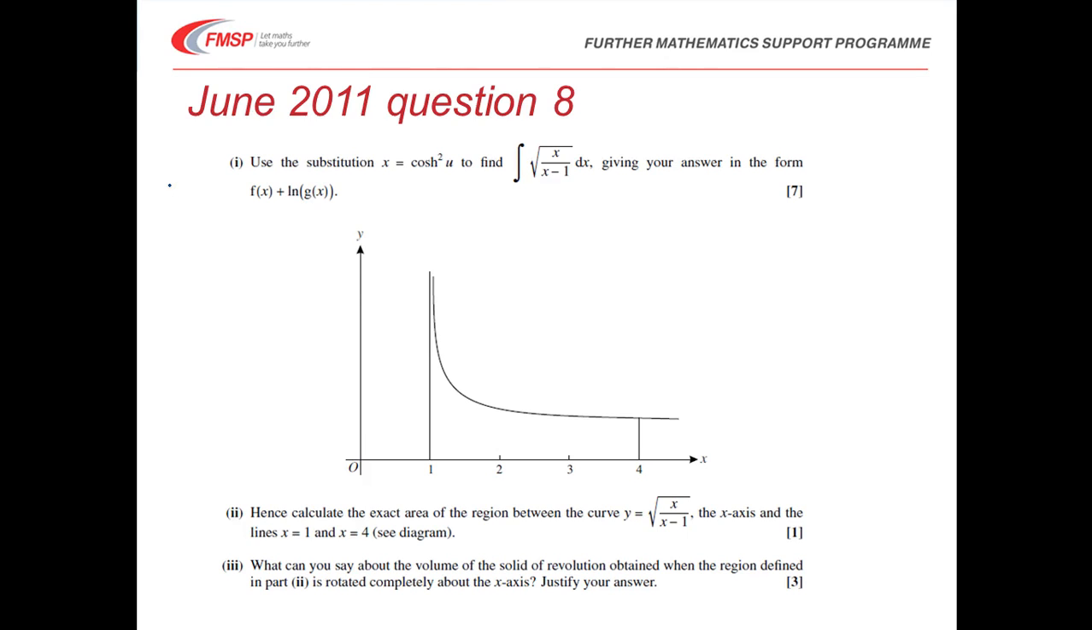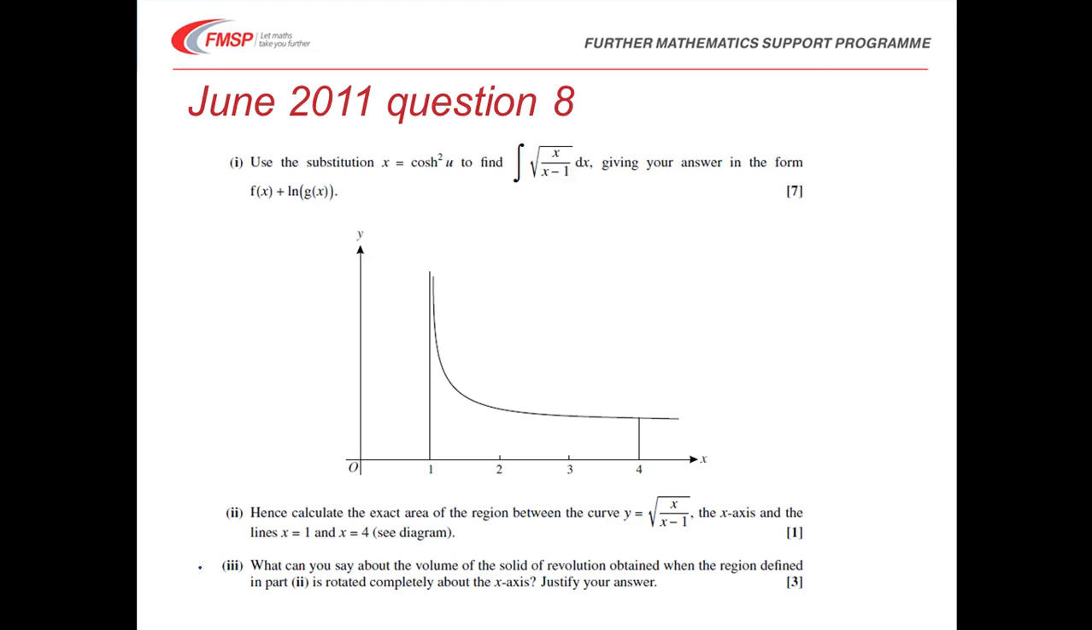We're asked to use the substitution x equals cos squared u to find the integral of root x over root x minus 1, giving our answer in the form f of x plus log g of x. We're then asked to calculate the exact area of the region between the curve y equals root x over root x minus 1, the x-axis, and the lines x equals 1 and x equals 4, which we can see in the diagram.